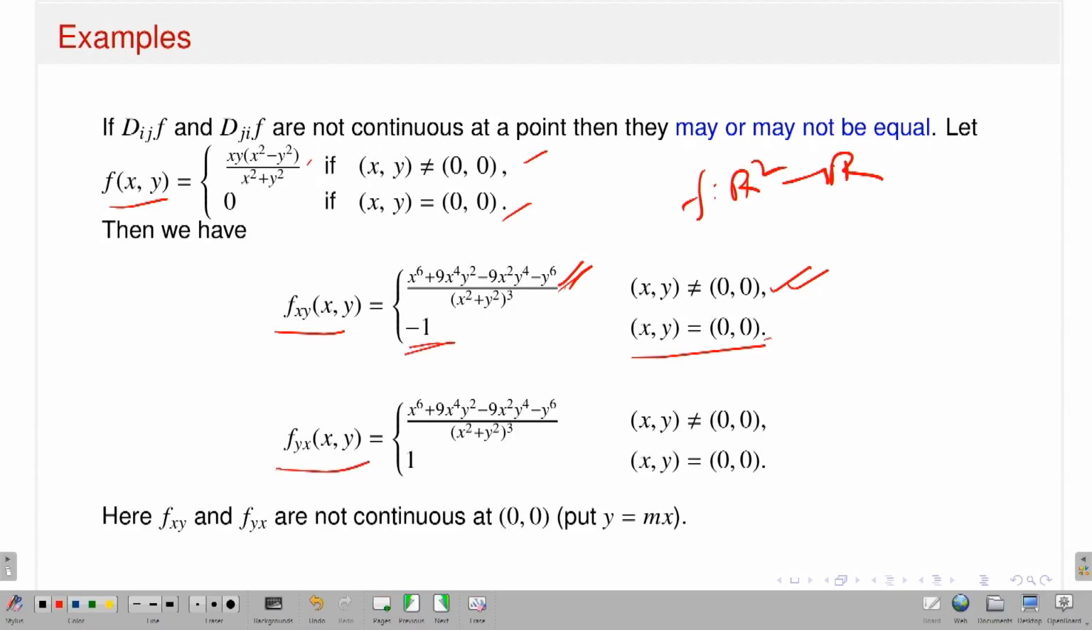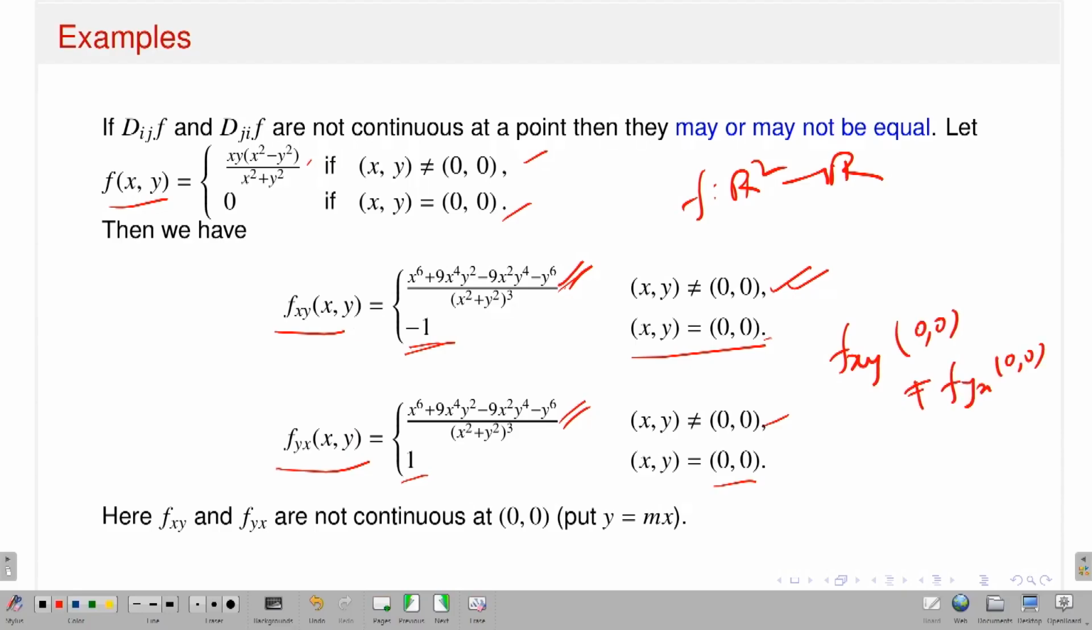Similarly, you can calculate the mixed partial derivative ∂²f/∂y∂x. There also, this part you can easily calculate if (x,y) is non-zero, just by keeping one of the variables fixed and performing the derivative like for real valued functions of a real variable. And at the point (0,0), I already calculated this is exactly equal to 1. So what I observed is that f_xy at the point (0,0) is not equal to f_yx at the point (0,0).